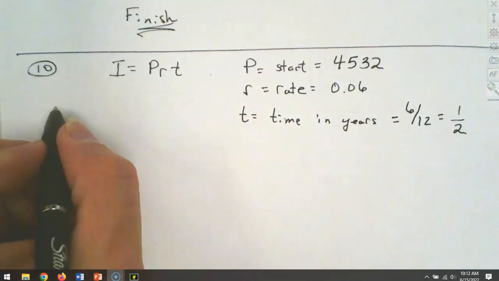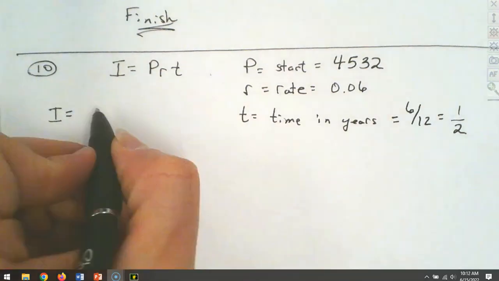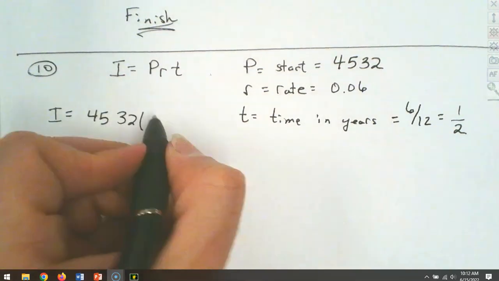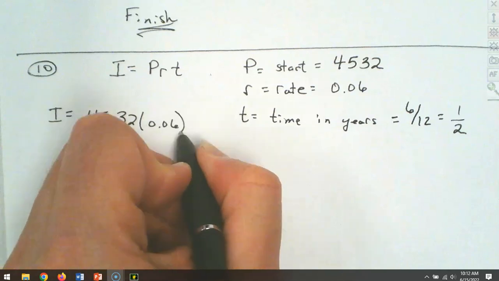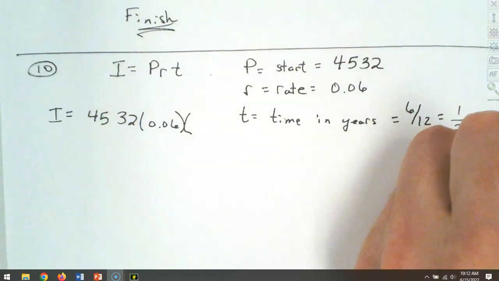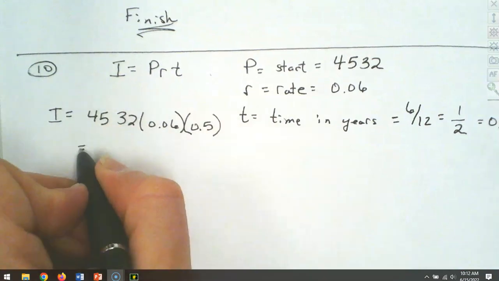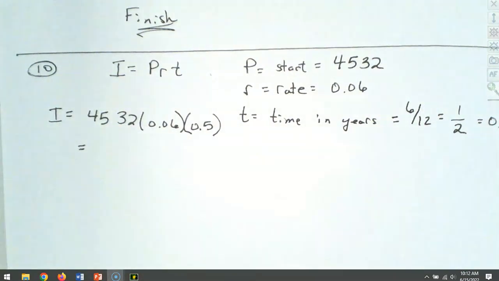So now we can find our interest. And that's 4,532. And we're going to multiply that by 0.06. And then a half as a decimal is 0.5. Multiply all that together. Easy enough.